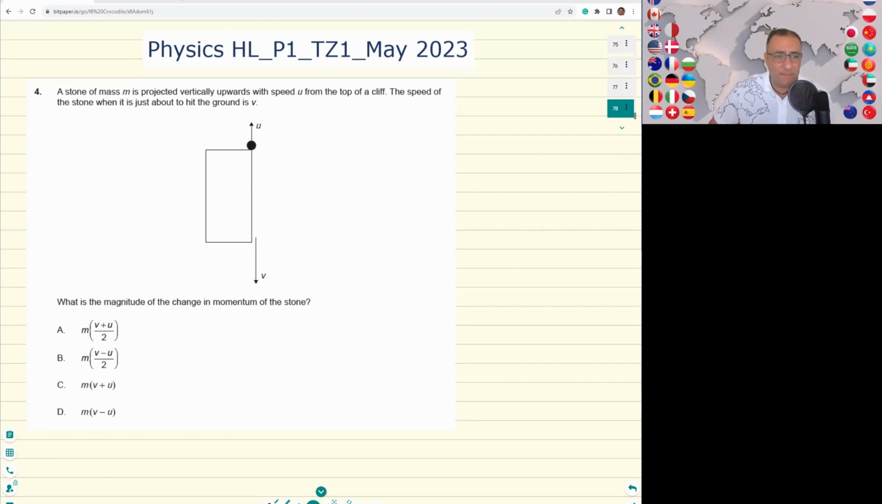Today I'm going to solve question number 4, Paper 1, IB Physics High Level, Time Zone 1, May 2023. A stone of mass m is projected vertically upwards with speed u. Here is the figure. This is the speed. The speed is the magnitude of the velocity. So the velocity is upward from the top of a cliff. The speed of the stone when it is just about to hit the ground is v.